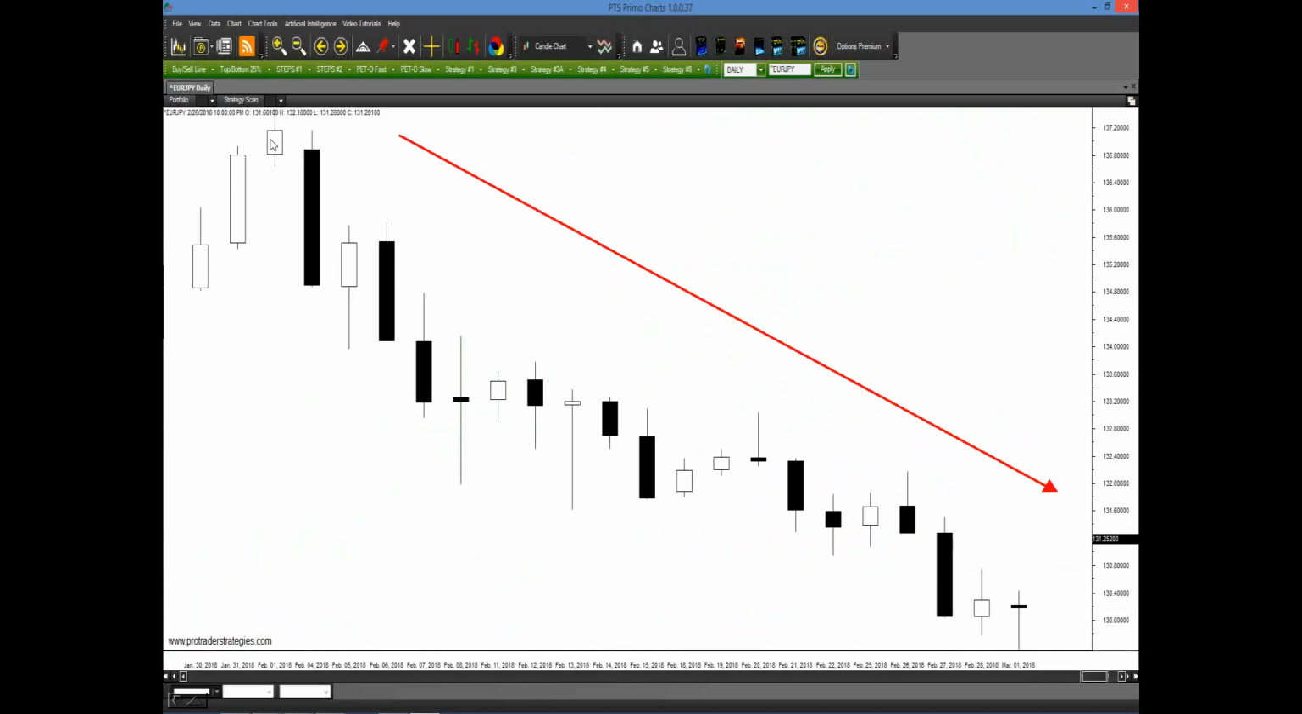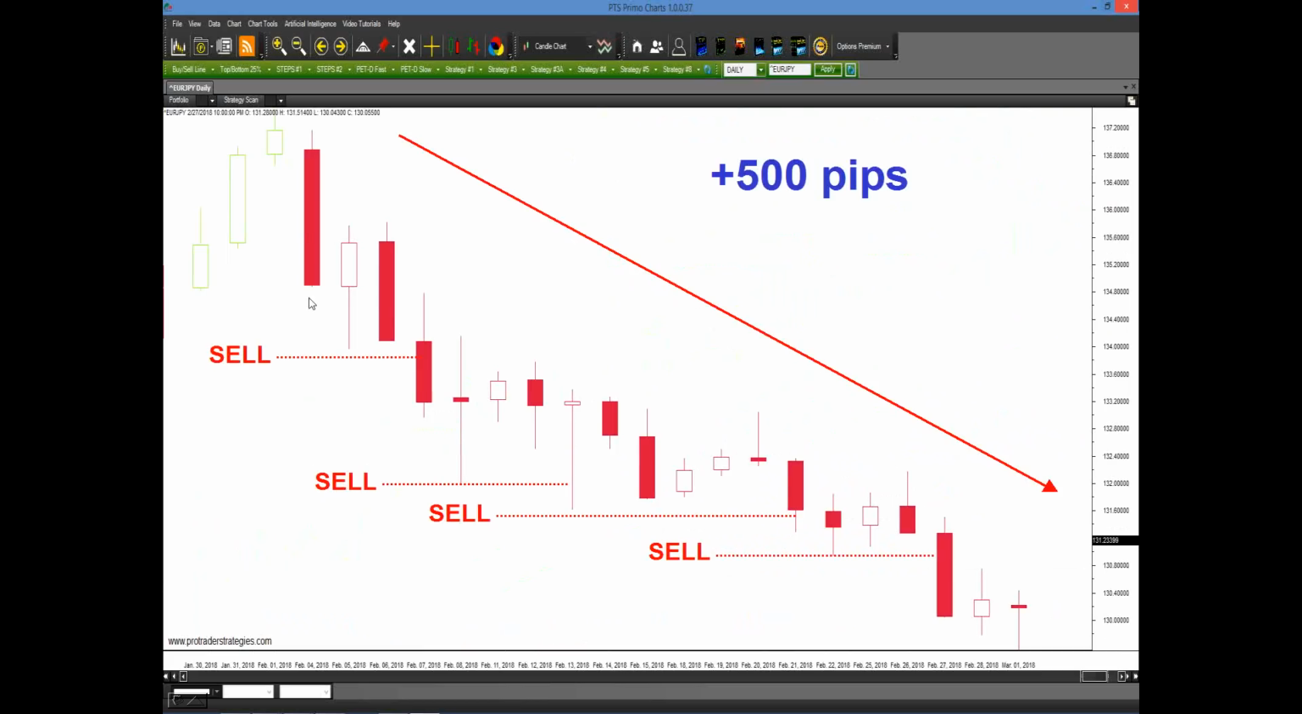Same thing to the downside. Here's a daily chart of the euro-yen. Once again, in hindsight, someone saying, well, sure, now I know after it's fallen tremendously that it's going down. How could we have known in advance? Well, that's where the PET-D comes in, because the PET-D told us well in advance.